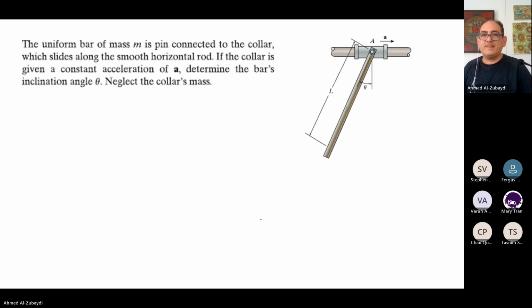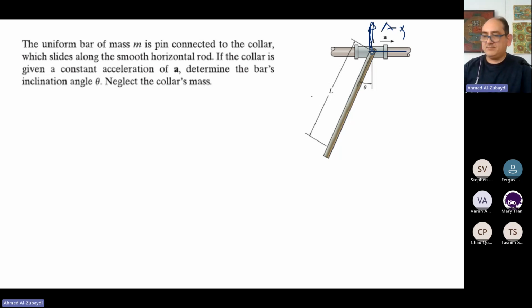Neglect the collar mass. To understand that, we're going to have reactions first at A: AX and AY. And we're going to have the mass multiplied by the acceleration a, because we're going to have movement. So of course, the mass multiplied by the acceleration a is going to be only in the kinetic diagram.